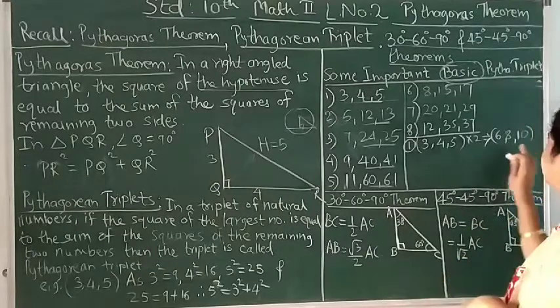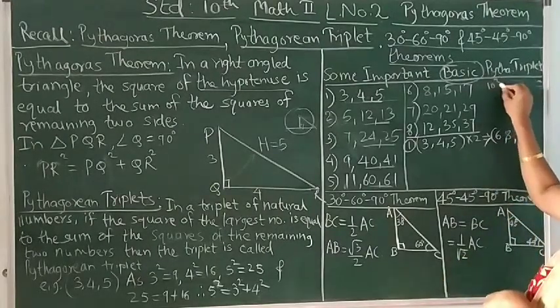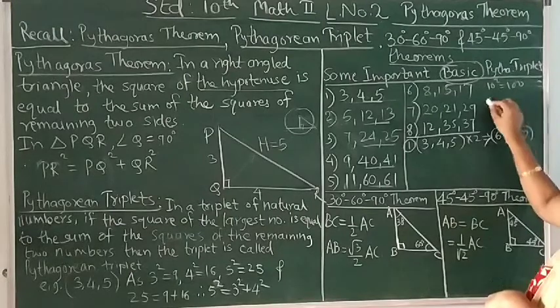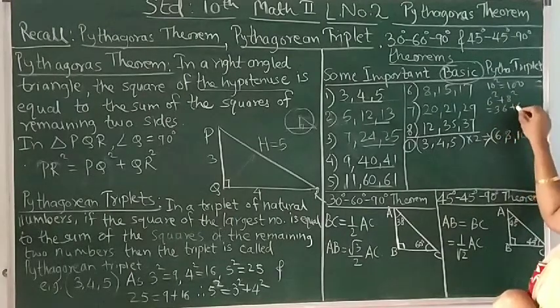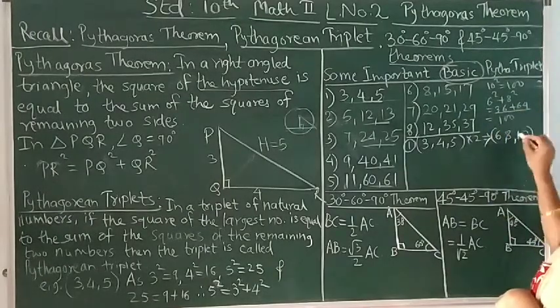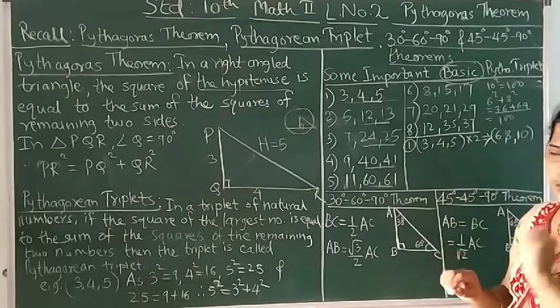You can verify this: 10 square is 100. Now 6 square plus 8 square. 6 square is 36 and 8 square is 64. So if you add these two numbers, we get 100. So 6, 8, 10 is also a Pythagorean triplet.